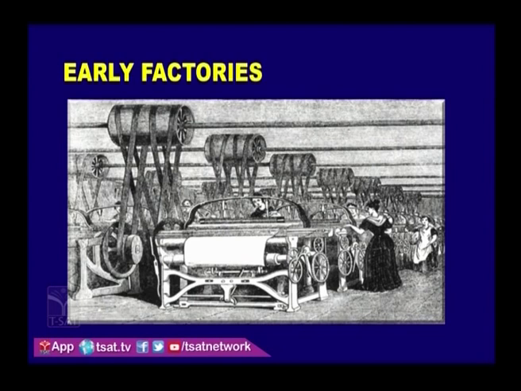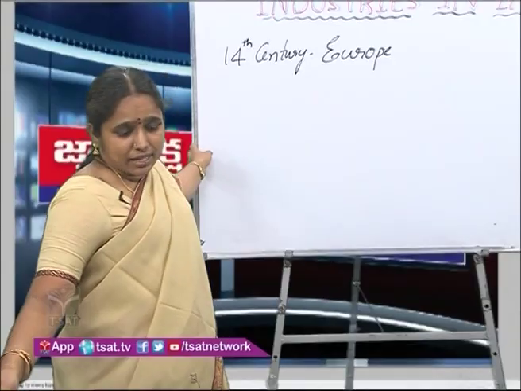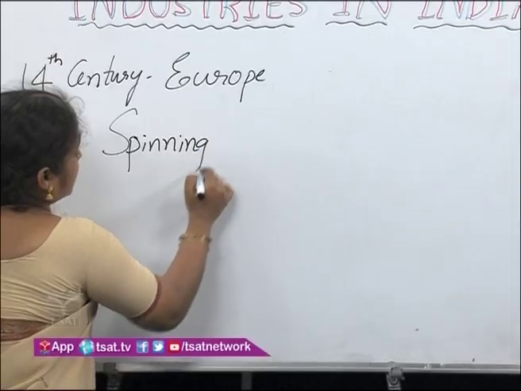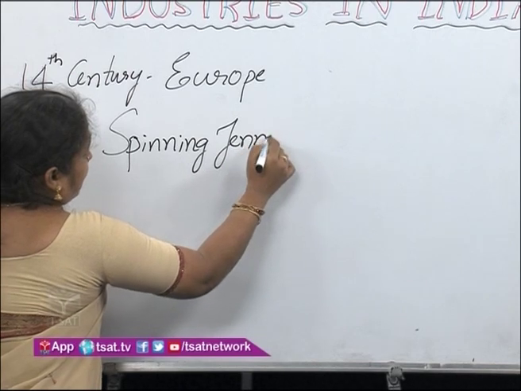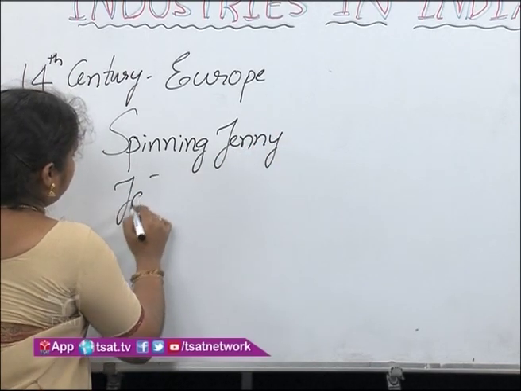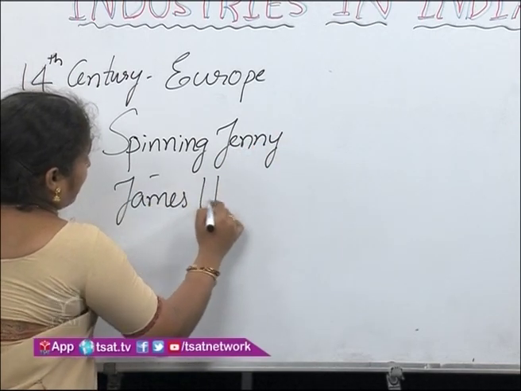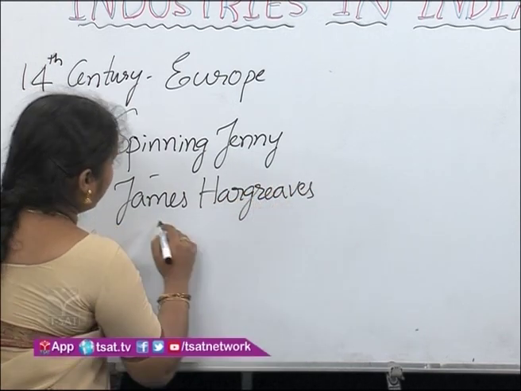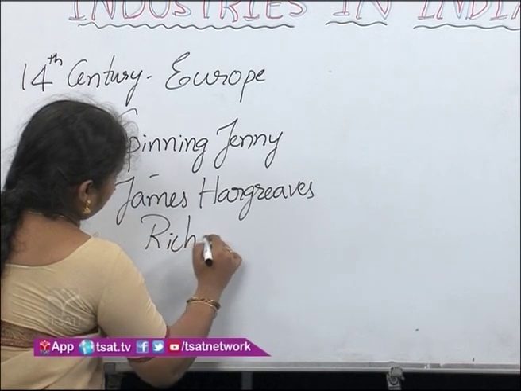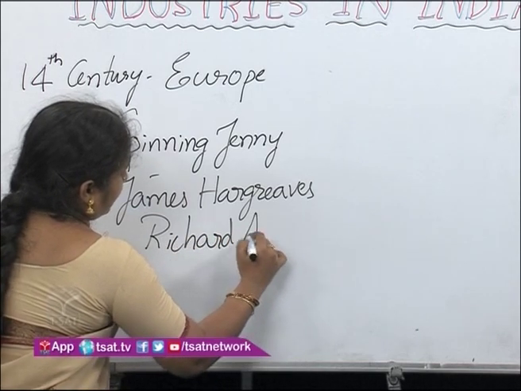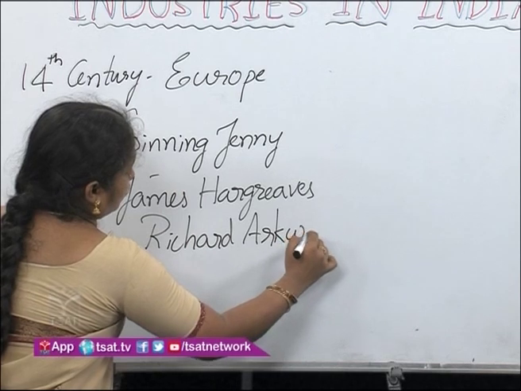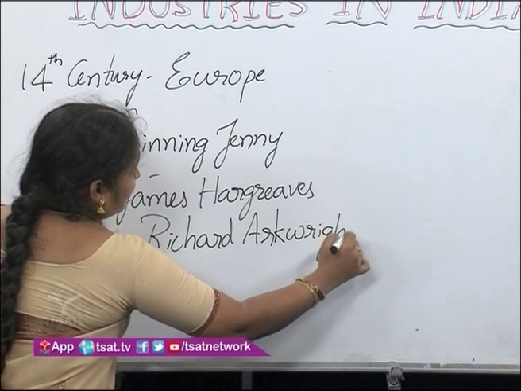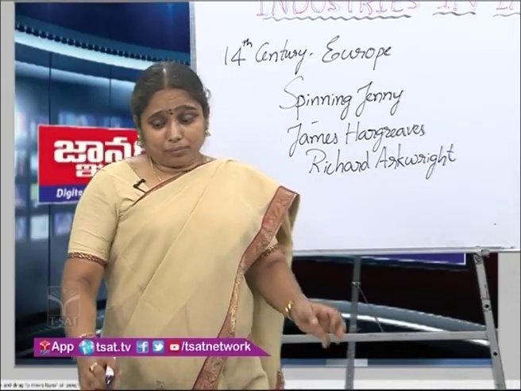spinning jenny, the important invention that changed the phase of industrialization. Spinning jenny was invented by James Hargreaves but later developed by Richard Arkwright. So you usually find both the names associated with it. Richard Arkwright improvised the model of spinning jenny. So this dream came true.